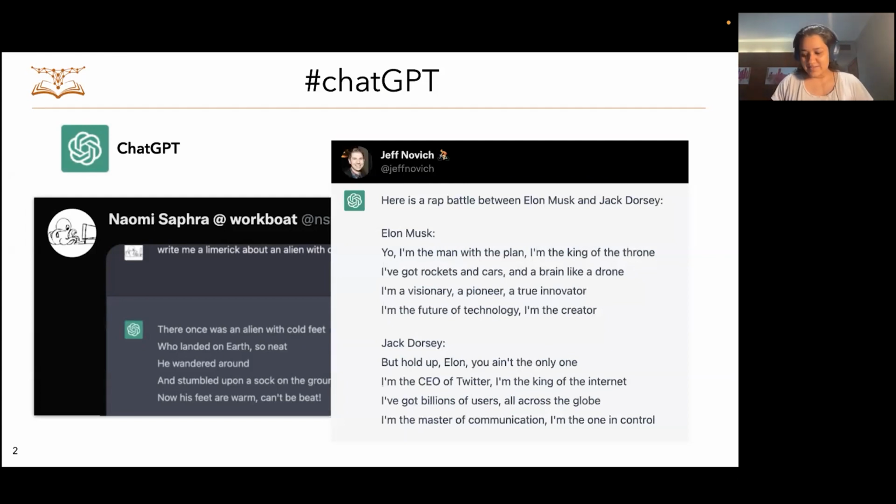Another example here is, I've eliminated the prompt, but the prompt was, give me a rap battle between Elon Musk and Jack Dorsey, and it spit out this rap battle, which again I thought was quite fun. Of course, at the time when ChatGPT was probably trained, it didn't know that Elon Musk would be the new owner of Twitter, so it's from that era.